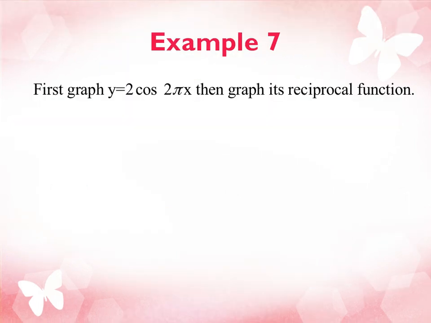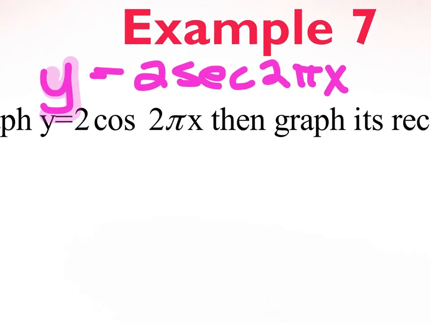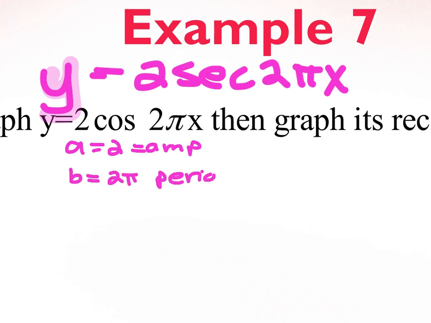All right, so same setup here. First, it's telling you what to graph. And again, I want to stress it on your test. It would say y equals 2 secant 2 pi x, and you have to know that means first graph the cosine and then the reciprocal function. So this time my amplitude or my A is 2, which means that's the amplitude. What's the B? 2 pi, which means the period is 2 pi over 2 pi, which is 1.